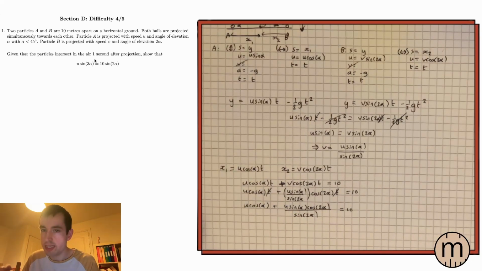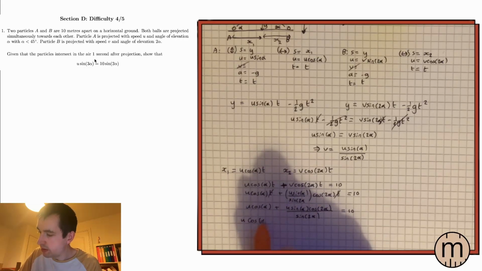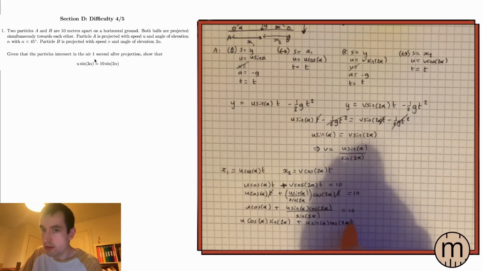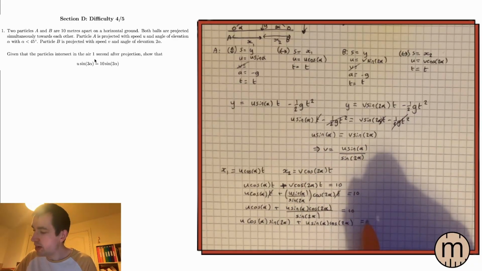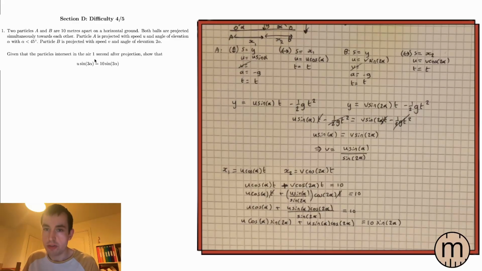Let us times by sine 2 alpha because we don't like that pesky fraction. That means we're going to get u cos alpha sine 2 alpha plus u sine alpha cos 2 alpha, you might see where this is going now, is equal to 10 sine 2 alpha. So the right hand side we've already got, just the left hand side we need to sort out.